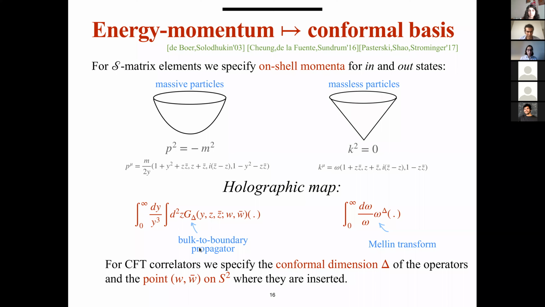So on the left, we have an integral involving these hyperbolic slicing coordinates and the bulk to boundary propagator, while for massless particles, this integral transform is simply a Mellin transform in the energy. And these two integral transforms introduce a new parameter, delta, which will turn out to be the conformal dimension of the operators that I've shown you on the previous slide. So in CFT, we specify these conformal dimensions, but we also specify the point on which we insert these operators. So from now on, I will mostly focus on the case of massless scattering. So the map from the bulk S matrix to a boundary correlator will just be given by this Mellin transform.